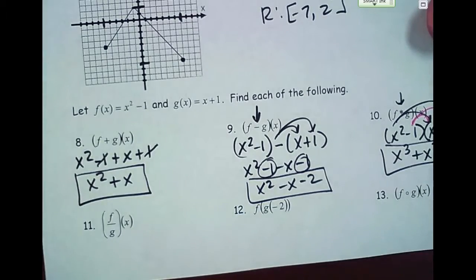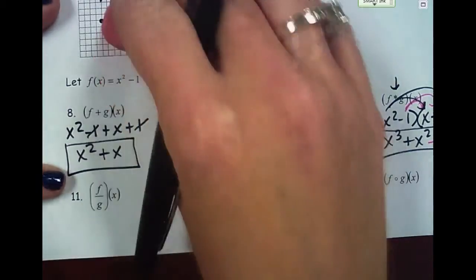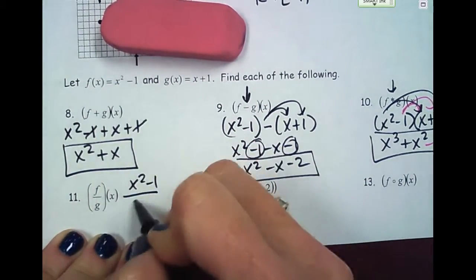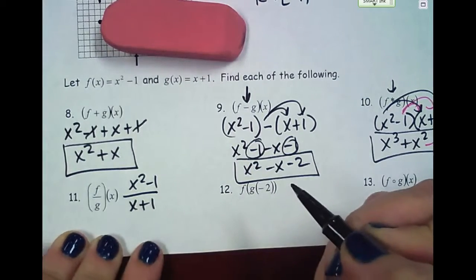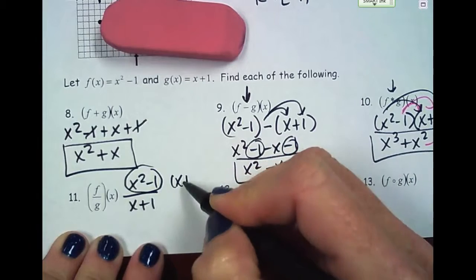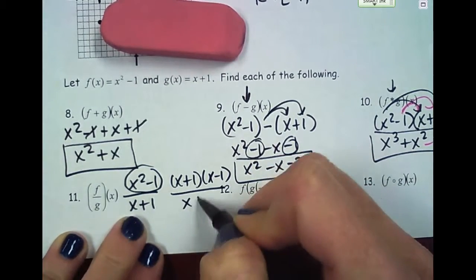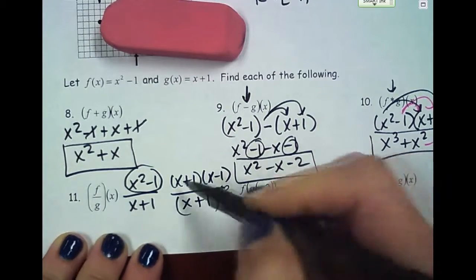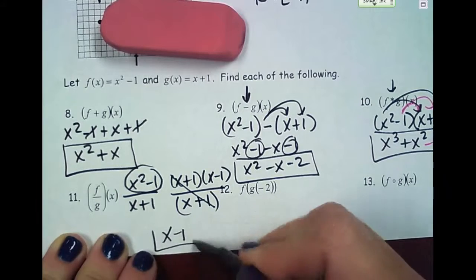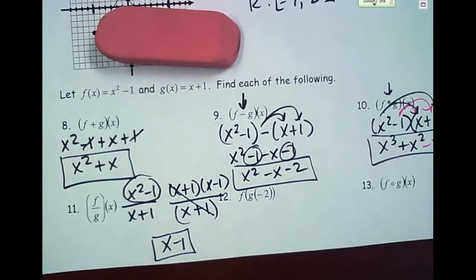Number 11 has a fraction, which means it's going to have a restriction, remember? So I'm going to take x squared minus 1 over x plus 1. This can be factored. Now, it's been a while, but it can be factored into x plus 1 times x minus 1, remember? And then x plus 1 is on the bottom. These cancel, and you're just left with x minus 1 in the numerator. So that's your answer.